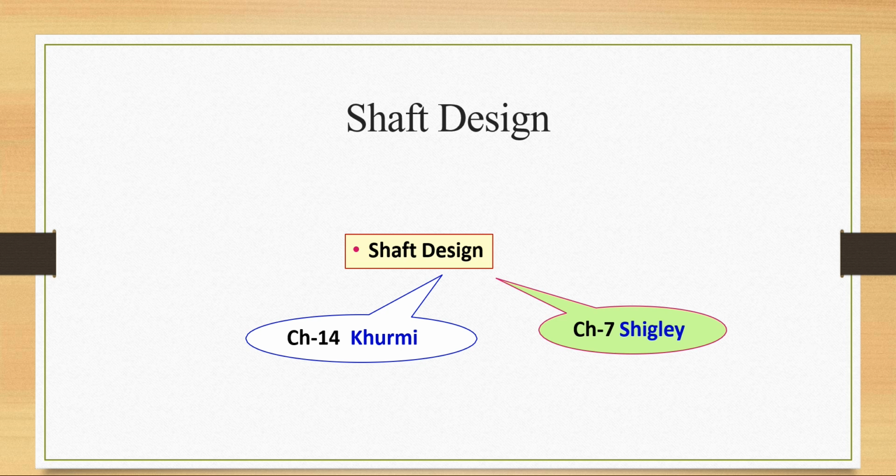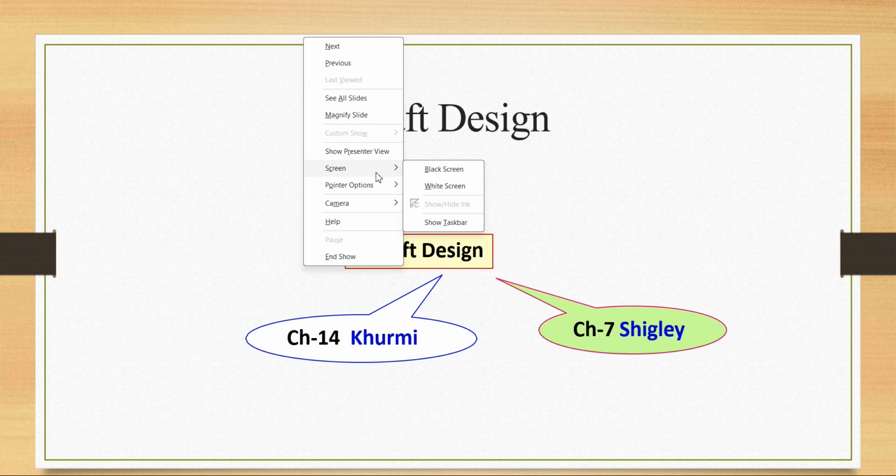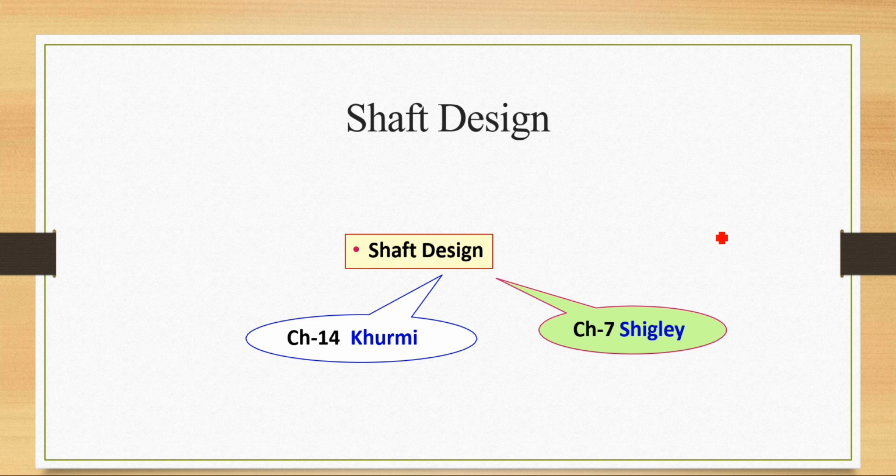Today's lecture is about the design of shafts, and as we have discussed in the class, this is one of the most important machine elements. In today's lecture, we'll see the design of the shafts based on the torsional load as well as the bending loads, and how these loads affect the design or the diameter of the shafts. This topic is from chapter number 14 from Khurmi or chapter number 7 from Shigley.